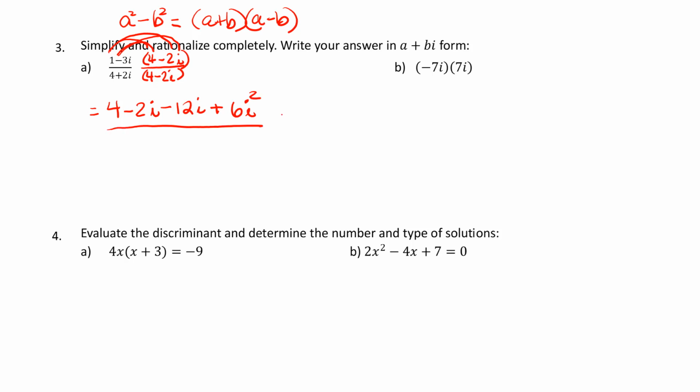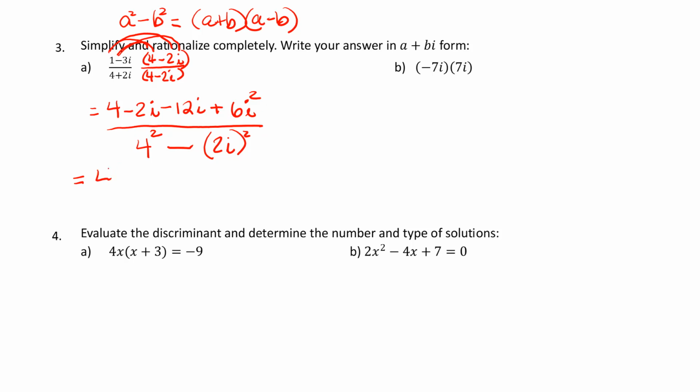In the denominator, because we did this, we will have a difference of squares. So it's going to be a difference, meaning minus. The first thing is a 4, so 4 squared. The second thing is 2i, so (2i) squared. Difference of squares. All right, now we simplify. 4 minus 2i minus 12i plus 6i squared.